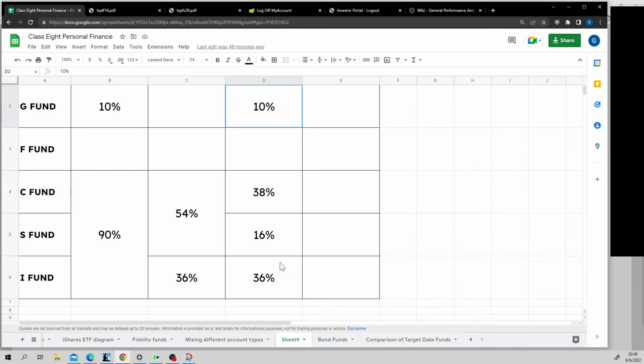And so you have a 4-fund portfolio easily constructed. If you wanted to split up the bonds 50-50 between G and F, that would be perfectly sound too, and you would have 5%, 5%, 38, 16, 36. That's a portfolio, and that'll work for the vast, vast majority of 30-year-old investors in the TSP.